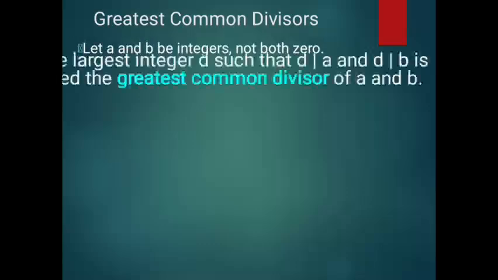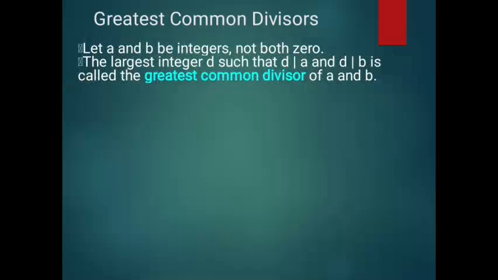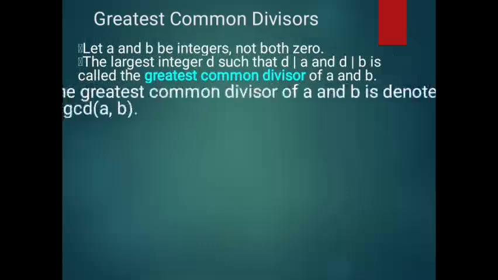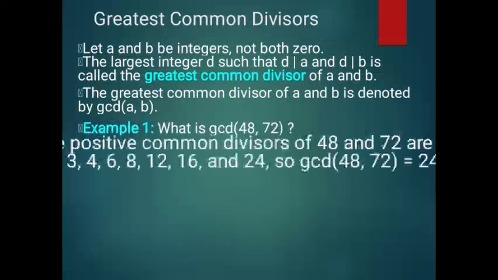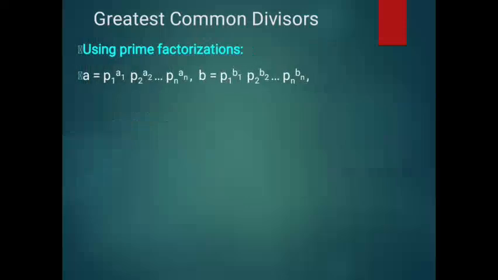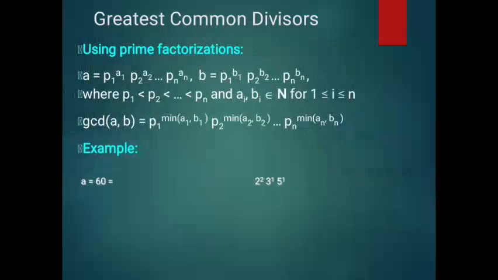Next, greatest common divisor. Let a and b be integers, not both 0. The largest integer d such that d divides a and d divides b is called the greatest common divisor of a and b. Using prime factorization, a is equal to p1 power a1, p2 power a2, etc., pn power an, and b is equal to p1 power b1, p2 power b2, etc., pn power bn. Then the GCD of a comma b is p1 power minimum of a1 comma b1, p2 power minimum of a2 comma b2, etc., pn power minimum of an comma bn.